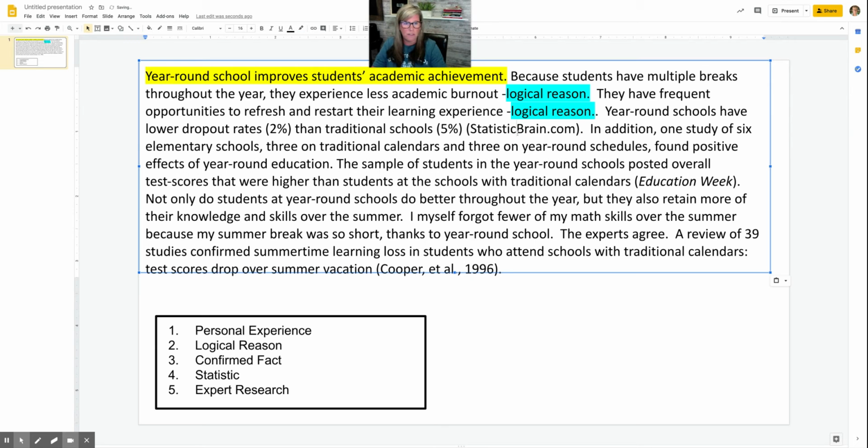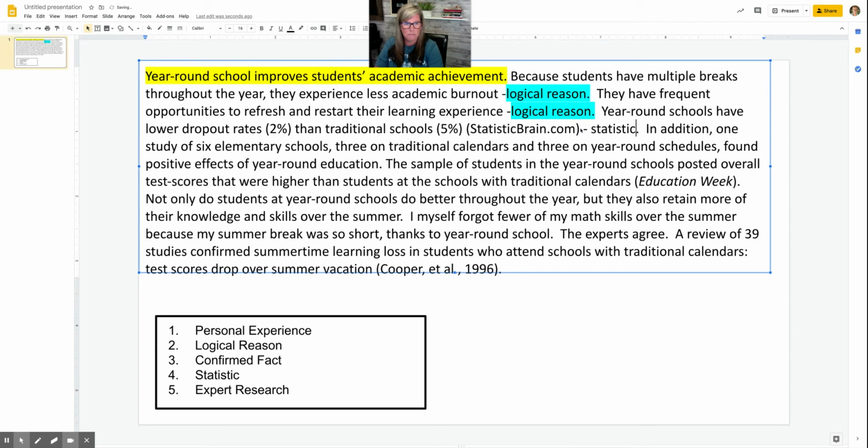Okay, now I'm seeing two pieces of evidence. They are the same type, but two pieces of evidence that are now backing up the claim. Then the next one, we said we started seeing statistics, and they came from a website, statisticbrain.com. So, what type of evidence is this? A personal experience, a logical reason, confirmed fact, statistic, or expert research? Well, statisticbrain.com gives out statistics. They are numbers that prove or disprove what I'm trying to say, depending on how I'm using it. So this proves my claim. So I'm going to put in here, this is a statistic. I'm going to label that. I use a different color highlighter just so I can see the variety of evidence that was used. So statistics, we'll make those that peach color.